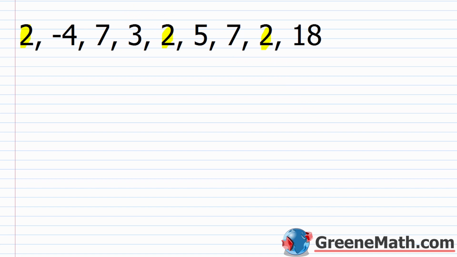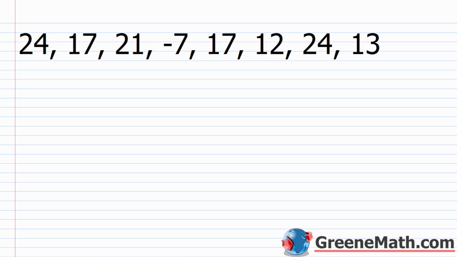And then with a different highlighter, I can see that 7 occurs here and here. Everything else only occurs once. Now, 2 occurs 3 times, 7 occurs twice. So the number that occurs most often is 2. So 2 is the mode. And it's just that simple.